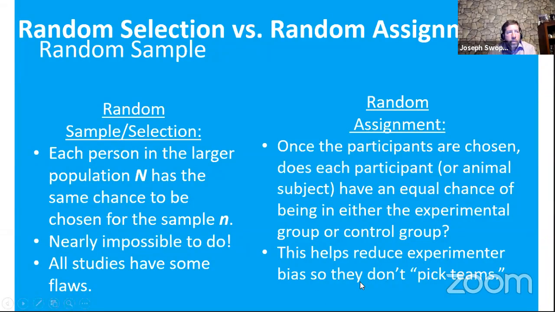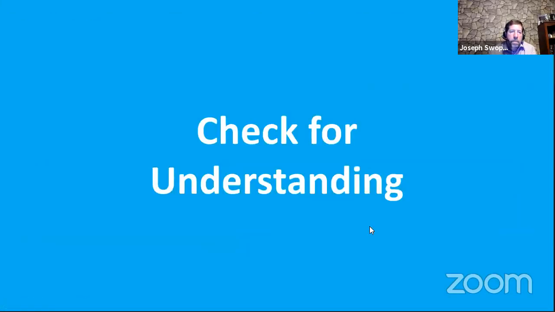And this is so experimenters don't, what I call, pick teams. For some reason, maybe they have a certain sense about certain of their participants, and we're going to put them in the experimental group because I sense they're going to make big changes. And you don't want that. You want to keep things as honest and fair as possible.